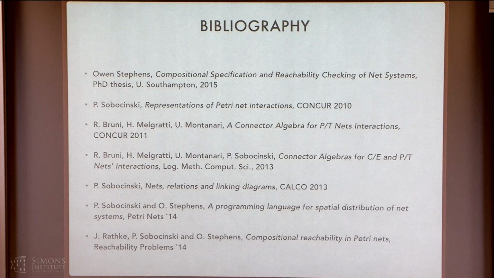So there's a whole bunch of papers. I should say that Owen Stephens was my PhD student, and he graduated last year, and he wrote a really nice PhD thesis about this whole idea of, first of all, this composition algebra of Petri nets, and also how you check reachability. If you want an overview that gets into the nitty-gritty and the details, Owen's thesis is where to look. And there's been a bunch of theoretical work on this. We've also tried to discuss this with people from the Petri net community, and I think we managed to make some headway there.